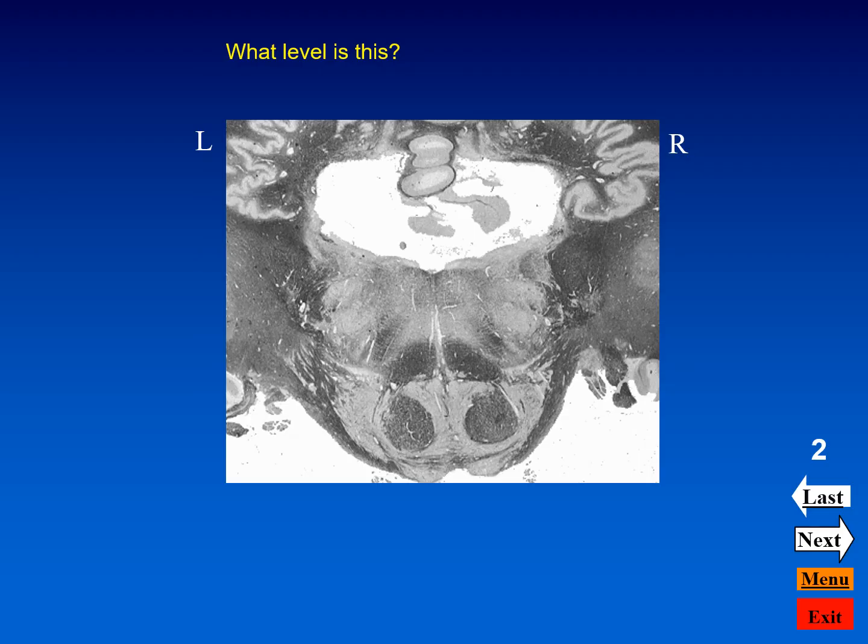So we have another brainstem level. On what level would this be? You should have thought or answered caudal pons. And the area of the lesion is the lateral pontine lesion.